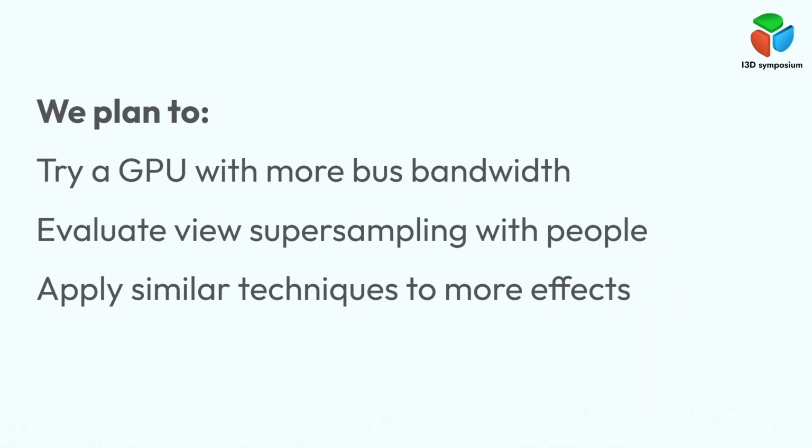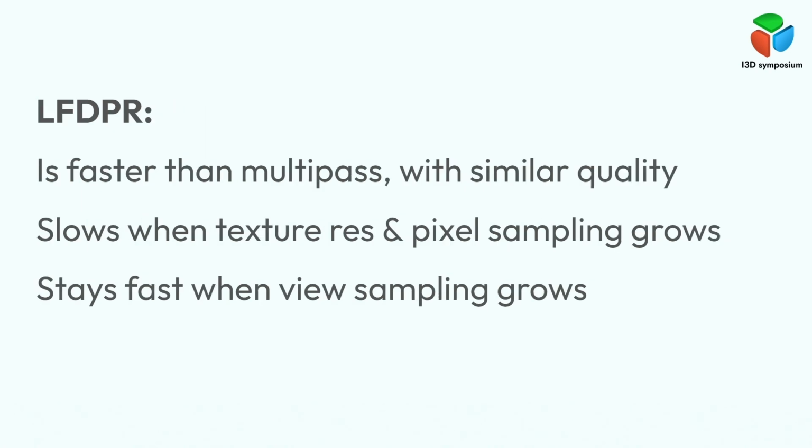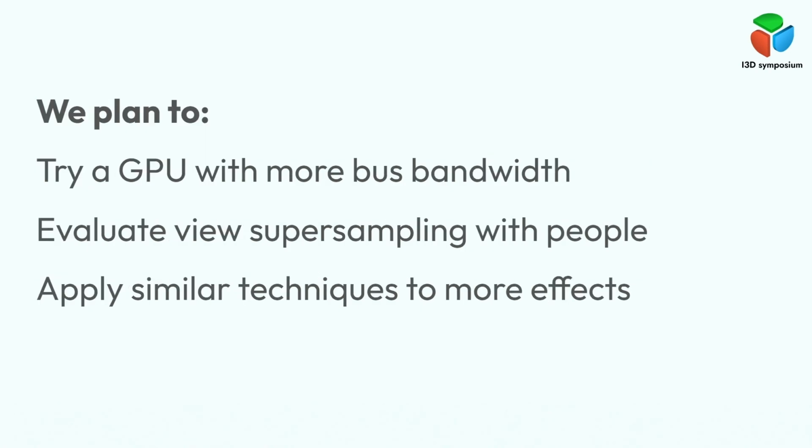We need to, as I mentioned here, test the view supersampling with some human observers and find out how beneficial that is. How much does that reduce the sensation of crosstalk? And obviously, we need to try this technique with a better GPU, see if it continues to scale as we believe it will. Did I leave something out? No.